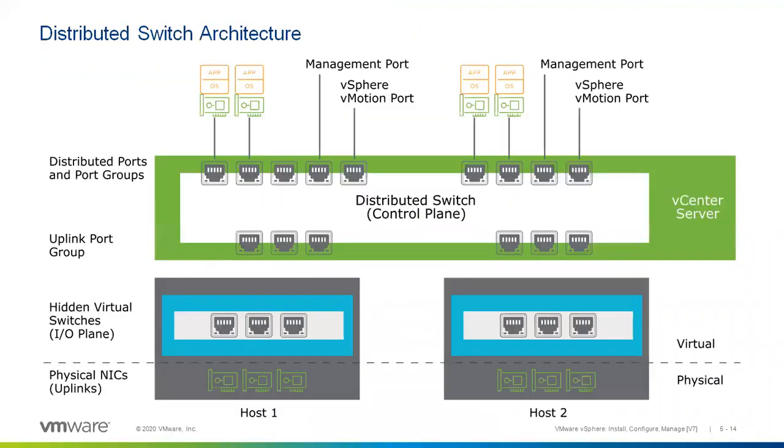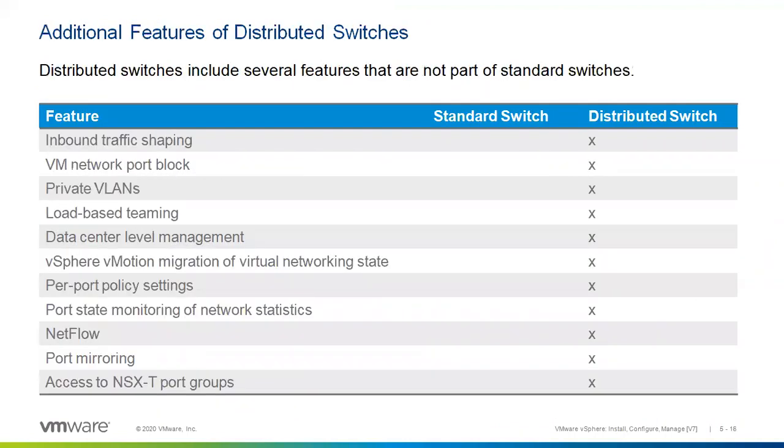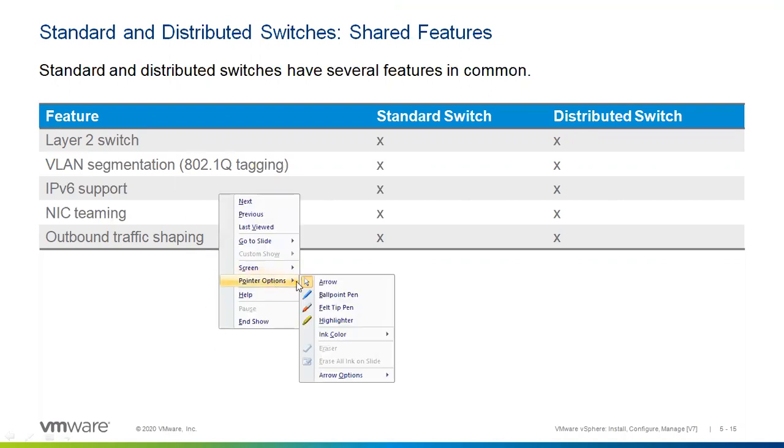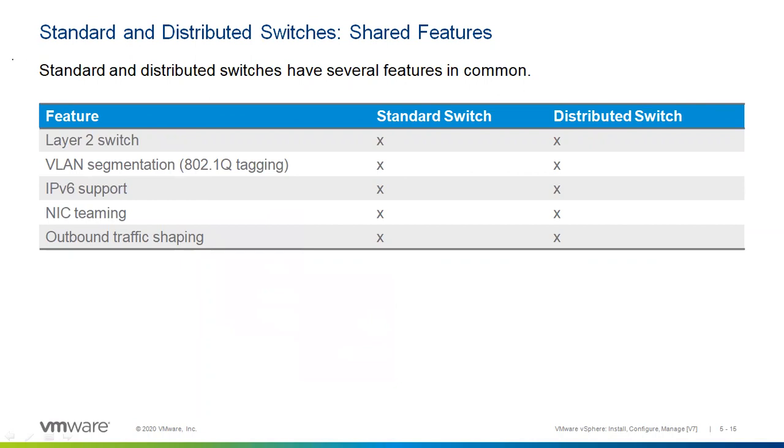Yesterday we were here and I was telling you some differences between the standard and distributed switch. Where you see all these features, they are common. We can do port group, IPv6 support, we can perform NIC teaming, we can do outbound port traffic. X means the feature is available. So these features are common from a features perspective in the standard virtual switch as well as in the distributed switch.